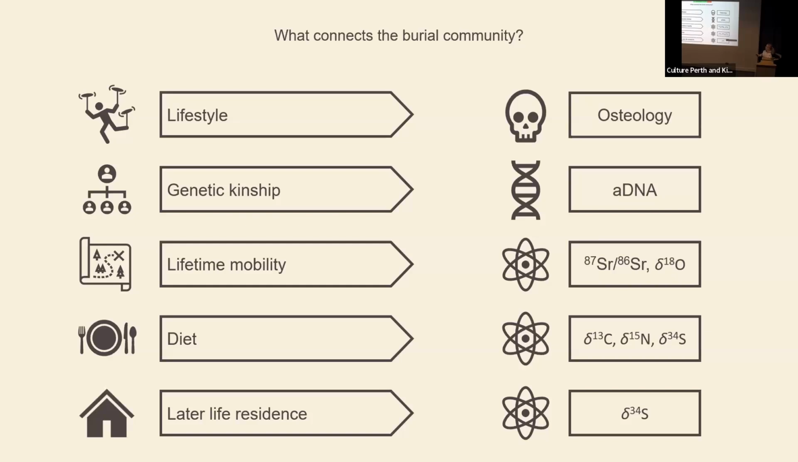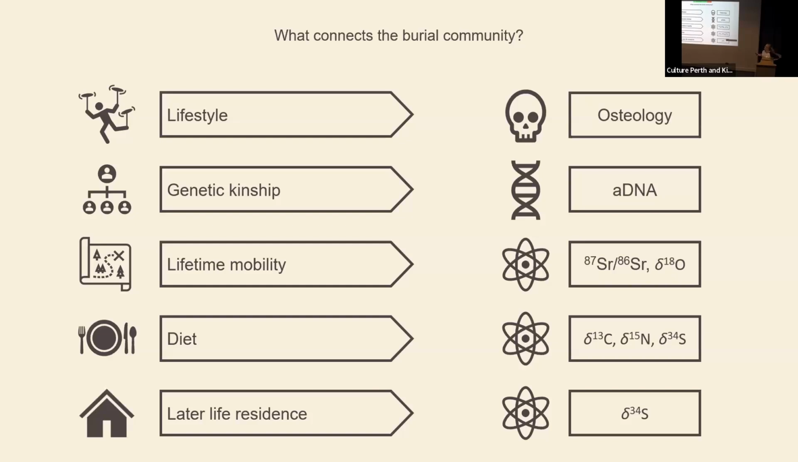For that, we're using strontium and oxygen. Diet, what were they eating? Carbon, nitrogen, sulfur. And where may they have been living in later life? And that's sulfur. And I'll come back and go through that as we go through. So we analysed all of the individuals we could for all of these different things where we could, but it depends on what you have left.